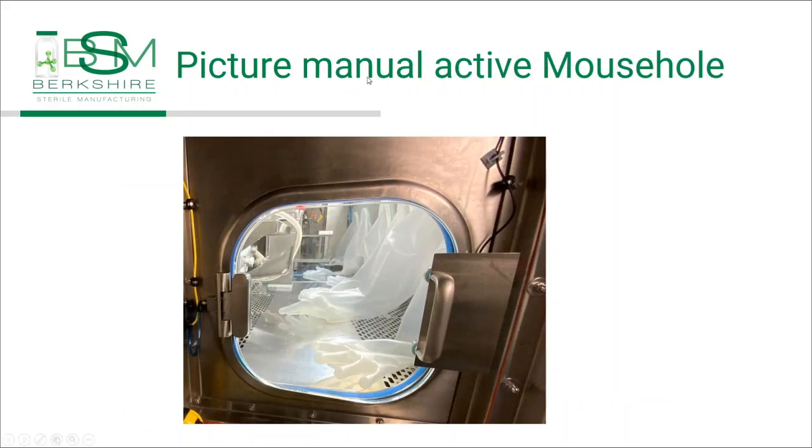This is a picture of a manually active mouse hole. You can see this is the mouse hole here, the glass, the seal that's made here. The bladder is actually contained within the isolator and not on the cover. So the operator from the HMI can deflate the gasket, then open the door, put materials in or take materials out, whichever is being done. When they close the door again, the gasket automatically seals.